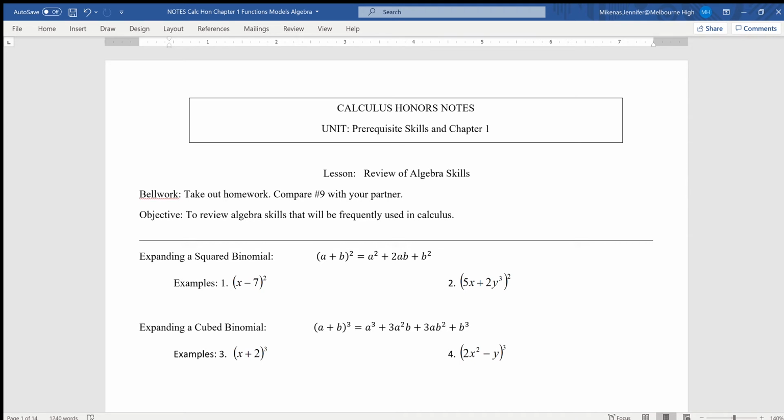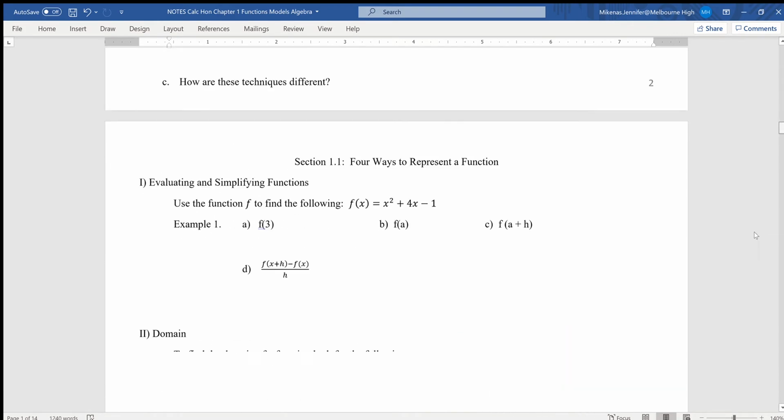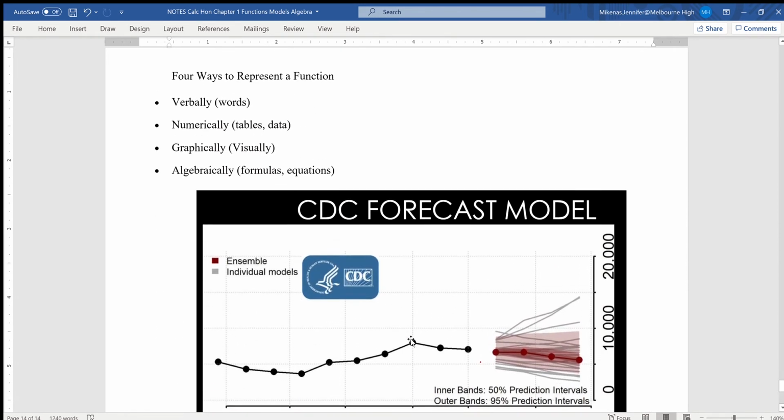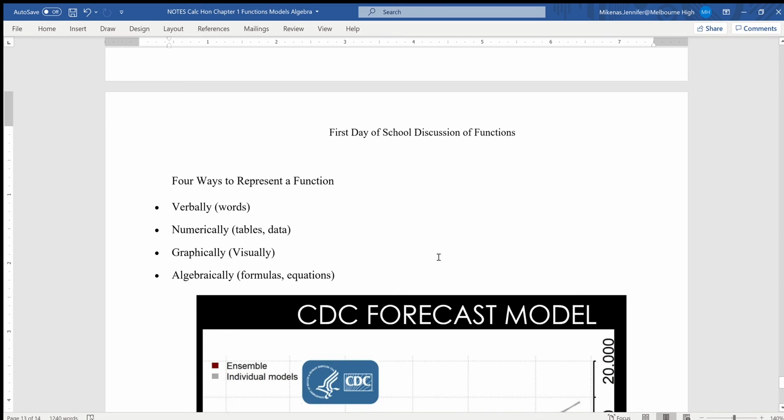Okay, this is day 1 of our calculus course, and we are going to discuss characteristics of functions. Whether you are in Calc Honors or IB Math Analysis SL, that was a conversation we had in a PowerPoint presentation, but I have included the information at the very end of your Chapter 1 notes and worksheet packet. So I'm scrolling all the way down to the bottom of the very last page, and we are talking about all of the different ways to represent a function.